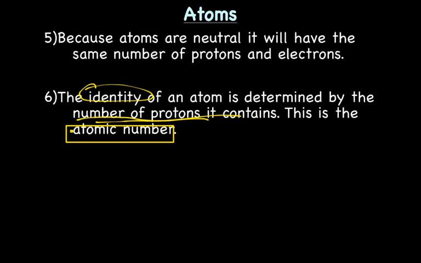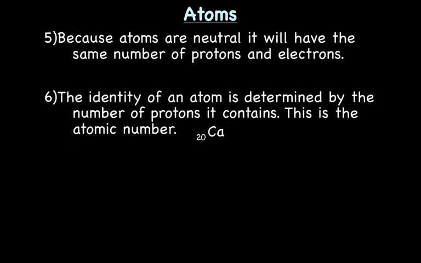Again, the identity of an atom is determined by the number of protons it contains. This is known as the atomic number. The atomic number is also shown on the nuclear symbol. This thing right here is the nuclear symbol, and the atomic number is the bottom number. So calcium, just by looking at this without even looking at the periodic table, we know that calcium has 20 protons. Its atomic number is 20.